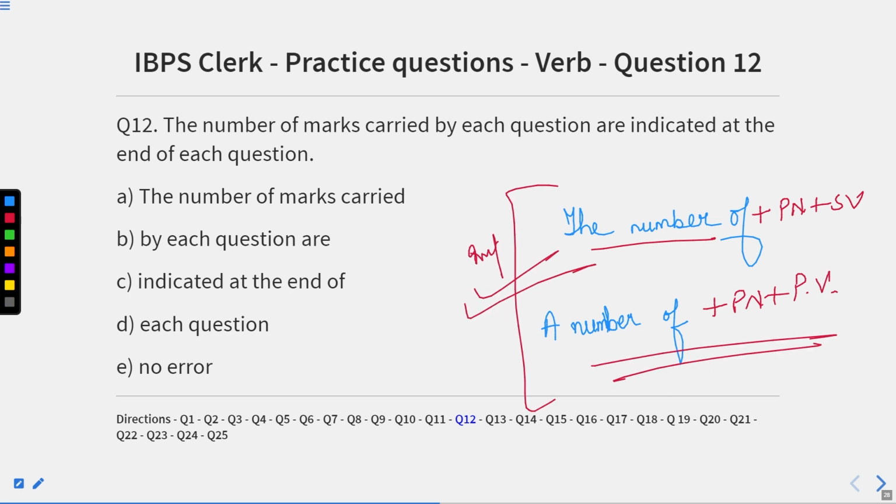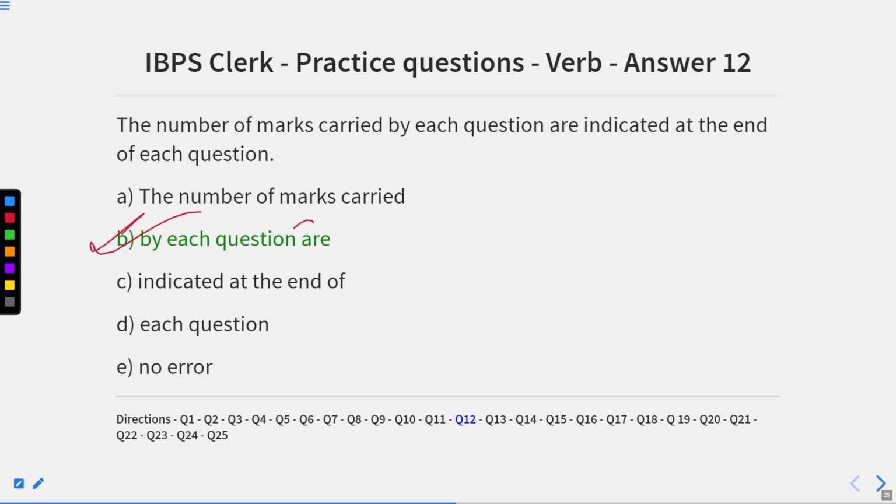These are very important, very basic rules. The number of just behaves like a collective noun, and it is actually a specific quantity of something. So the number of marks is a plural noun, which is correct, but we need a singular form of verb. Carried by each question are indicated: this are should be replaced with is. So the error is in part B. I hope you understood this question very well.